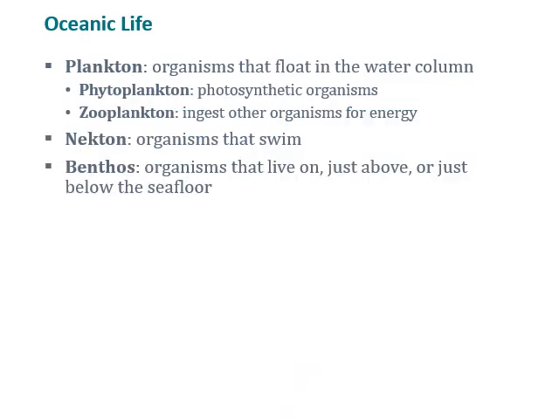Oceanic life can be described based on the different zones that they live in. So first we have plankton. These are organisms that float in the water column. And there are phytoplankton, which are photosynthetic, meaning they derive their energy from the process of photosynthesis, and zooplankton, which ingest other organisms for energy. Then we have nekton. These are organisms that have the ability to swim and propel themselves through the water. And then finally we have the benthos, which are organisms that live on or just above or just below the seafloor.